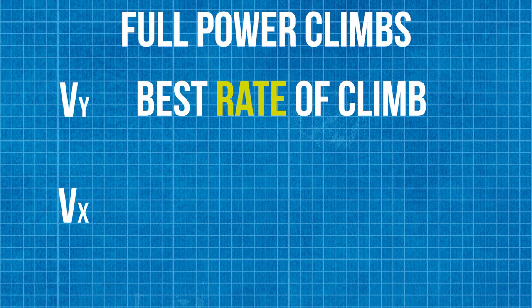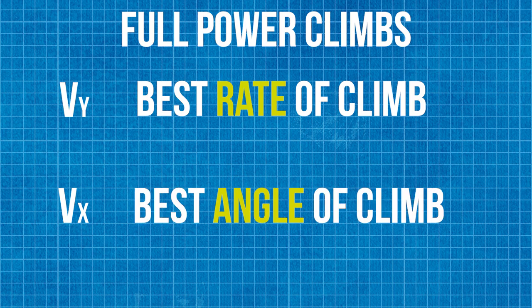VX is another airspeed. However, instead of giving us a good rate of climb, this allows us to climb at a much steeper angle. You wouldn't want to perform VX too close to the ground, as our airspeed will be much closer to our stall speed. However, VX can be used for avoidance, for example, climbing above a cloud or a mountain.